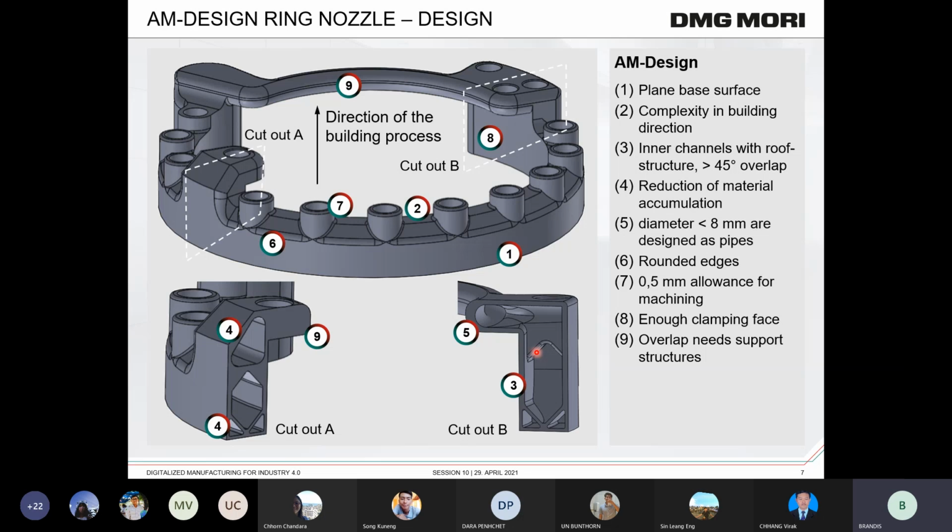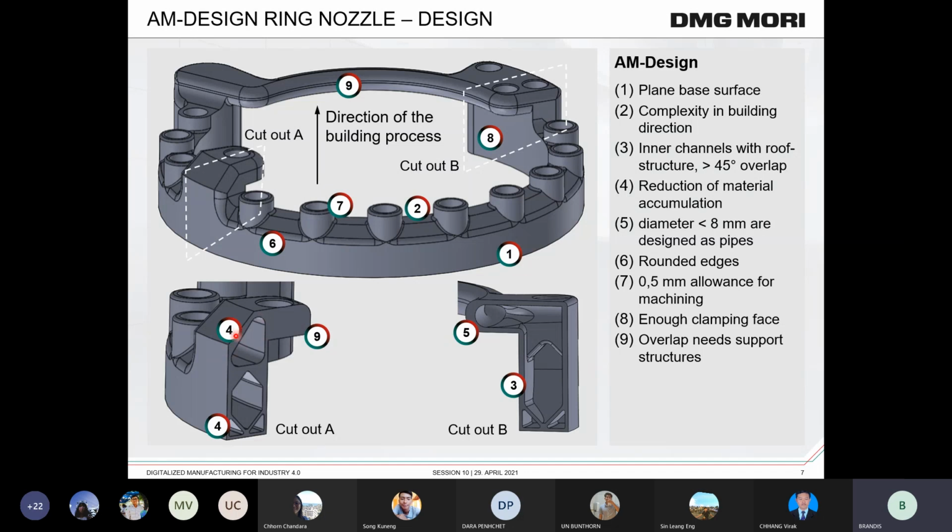But if you have an inner channel like this one, or on this side, it's impossible to reach this area with a milling tool, for example. So it's not possible to remove all this lattice support structure in an inner channel. Because of this, not only in this part but in more or less all parts designed for additive manufacturing, we will find overlap angles bigger than 45 degrees. So here and here and in this area.